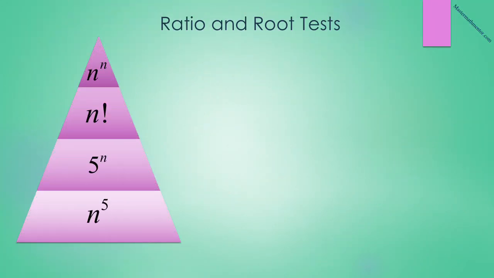Some of the more complex expressions we have seen use different types of expressions in the numerator and denominator. We will express them in terms of power. The most powerful one is at the top of the pyramid, n to the nth. The next most powerful is n factorial, followed by any constant. I will use 5 to the n, and the least powerful is n to the 5th.